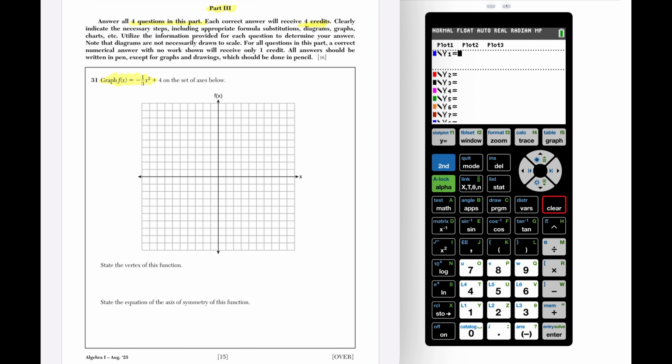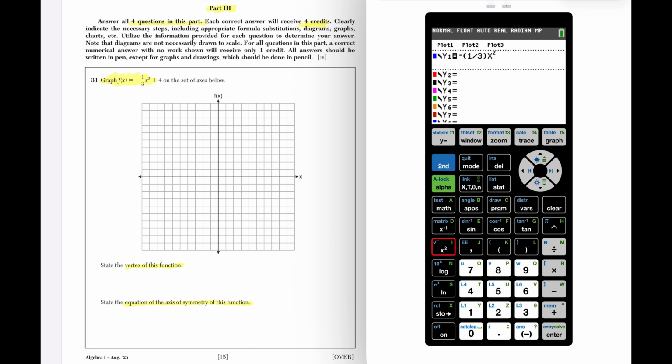So for example, we need to be able to graph this function, we need to be able to state the vertex, and we need to state the equation of the axis of symmetry. Okay, so lots of different things. So we're going to start with the first one, which is just graphing the function. So I'm going to use my graphing calculator, and I'm just going to put in negative 1/3 x squared plus 4. So I'm just putting that equation in there.